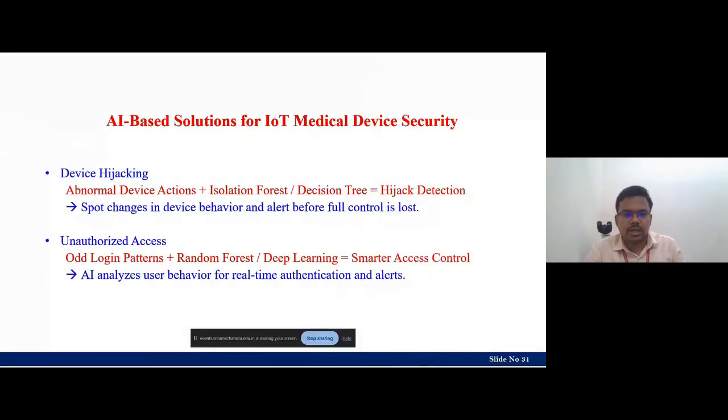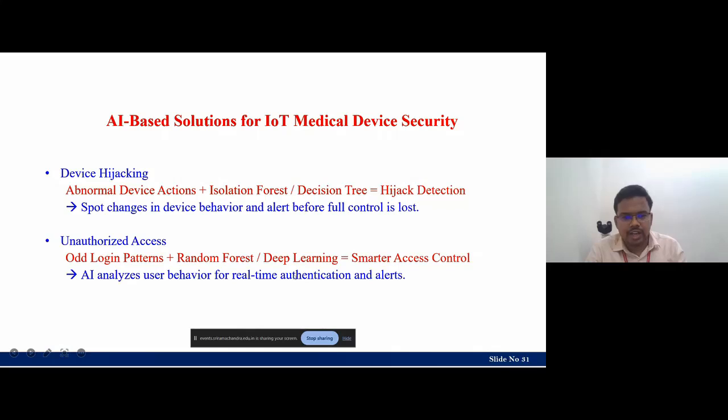Then the fourth one is device hijacking. Device hijacking is nothing but taking control of an unauthorized device. It's called privilege escalation. Initially, they will attack the system, they will come into a particular privilege, then they will go to the admin privilege. In this way, they will hijack the entire device.